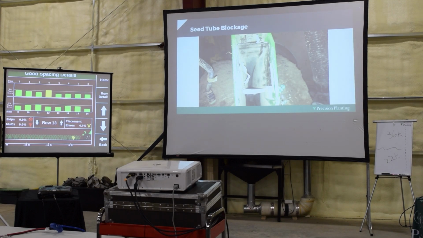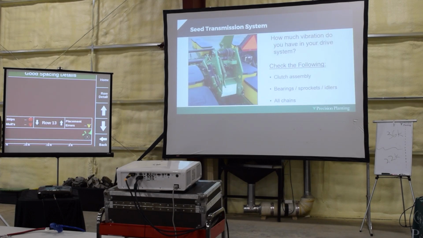Did it mess up the meter? No, the meter was fine. I'm still getting my same population, right? It was messing the spacing up because of how it was bouncing down and getting delivered to the bottom of the seed tube.